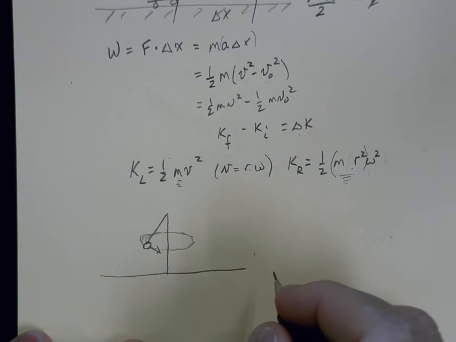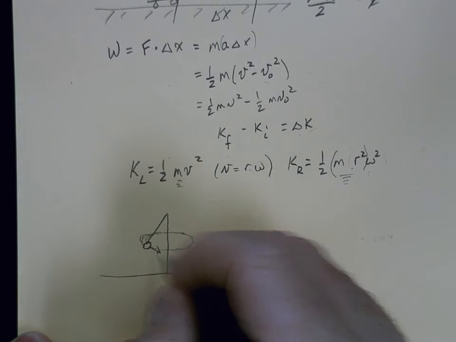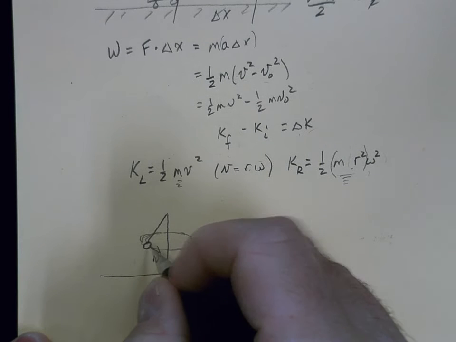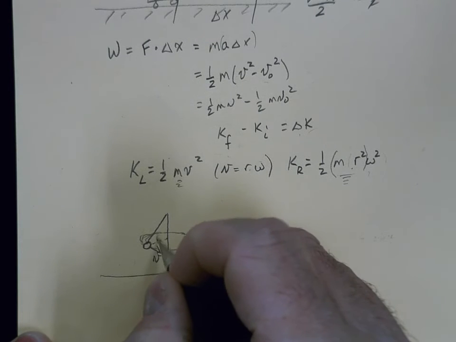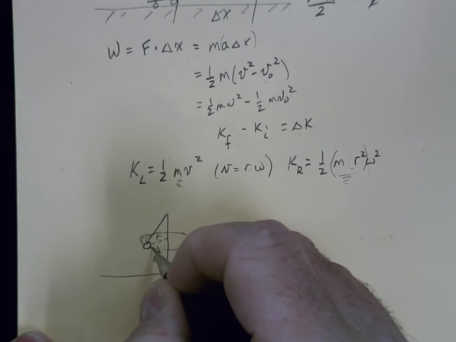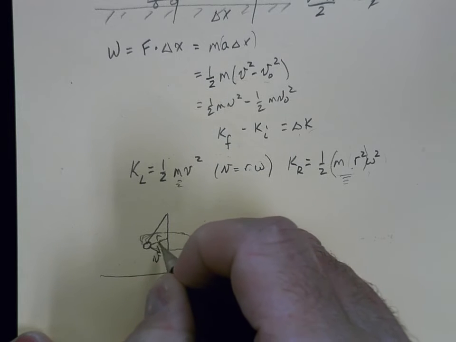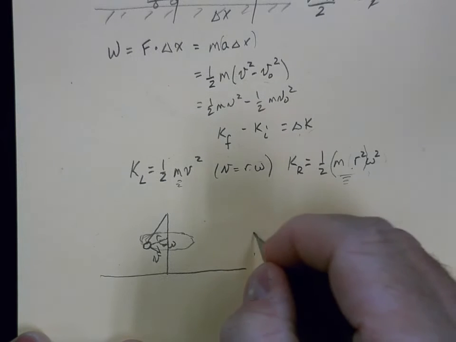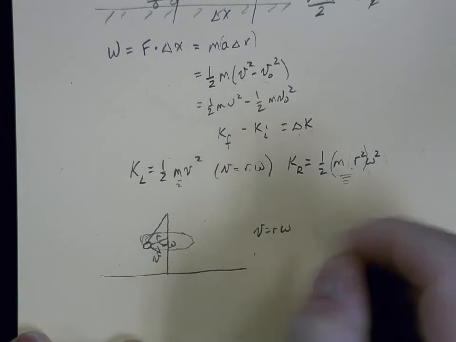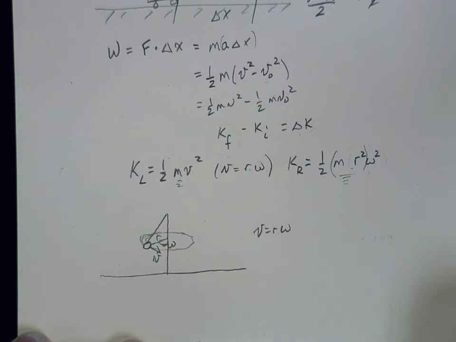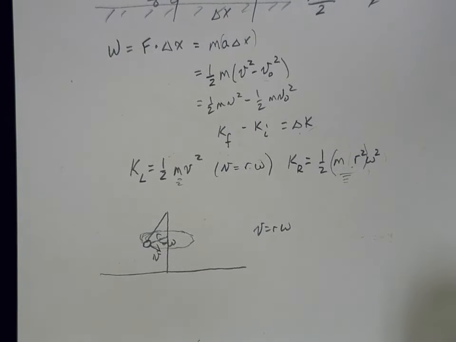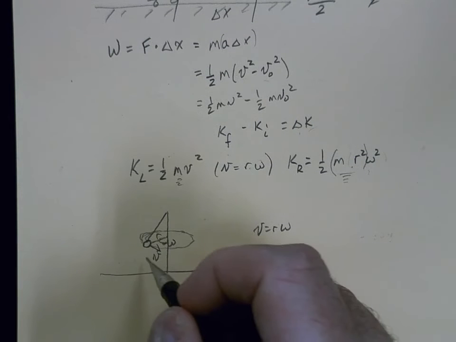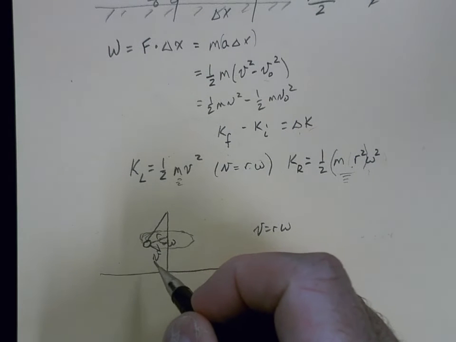Well, we know that this velocity that you would hit this with is going to equal the r, okay, times the omega that it's going to be spinning with, because velocity equals r omega. All right, well, this is sort of what we're going to be doing.